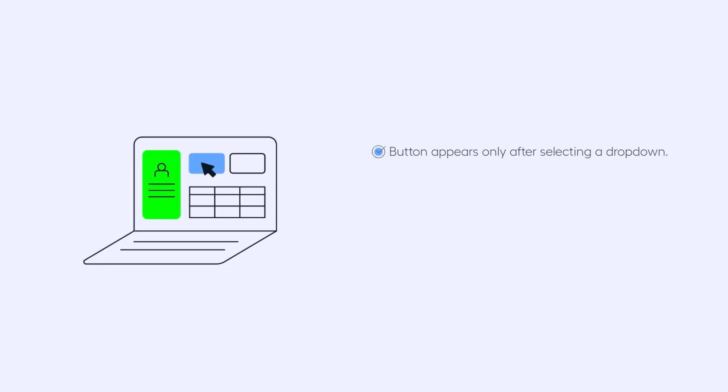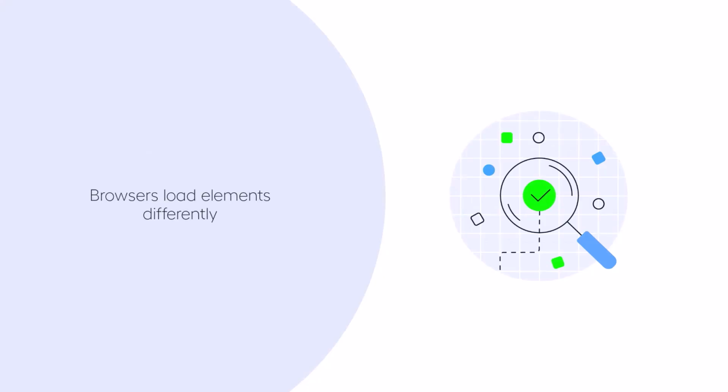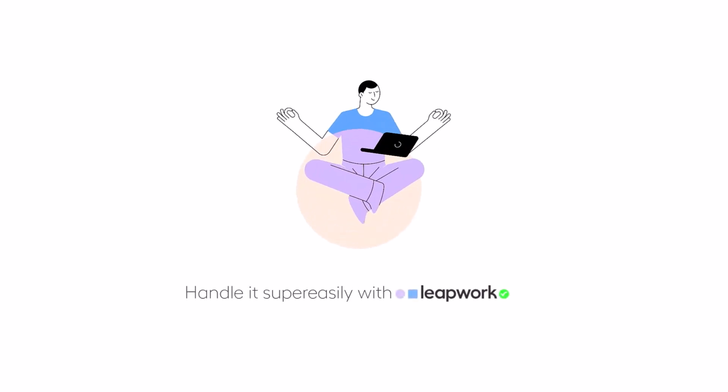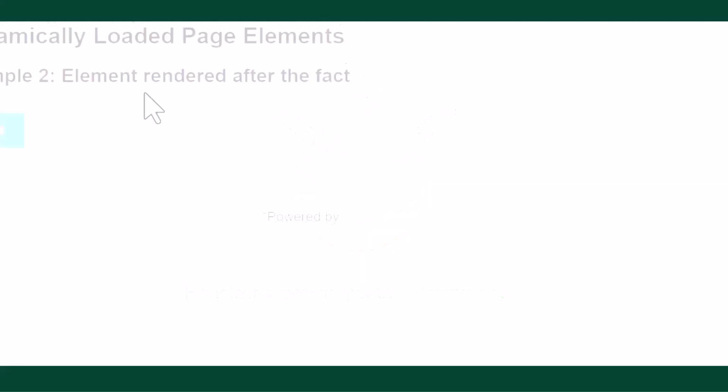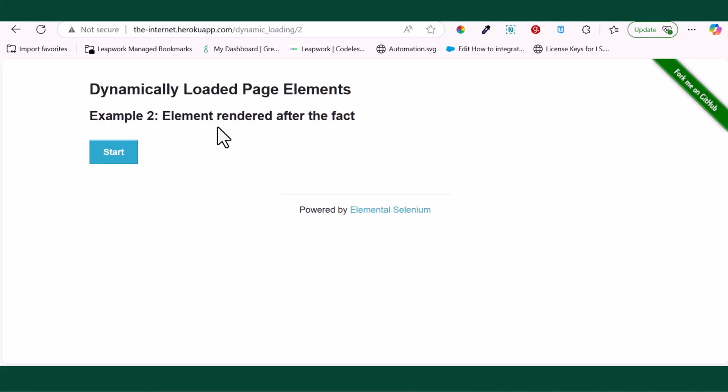Have you ever faced situations where a button only appears after selecting a dropdown, a form loads late and causes your test to fail, or your test moves too fast and misses elements that haven't loaded yet? This happens because websites load elements late and browsers vary in speed. That's where Leapwork can help, with smart waits and an easy capture feature to keep your tests running smoothly. This is what you'll learn in Example 2 on handling dynamic loading.